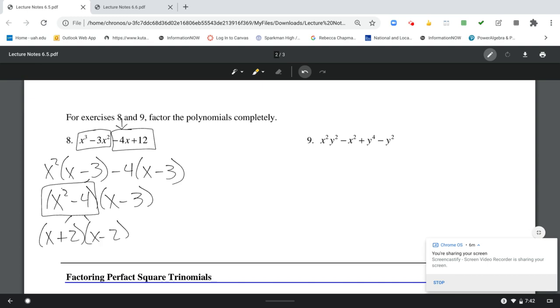Those are my conjugate factors of that difference of squares. And then I have x minus 3. So my final answer has 3 binomial factors as opposed to just 2. Same thing for number 9.